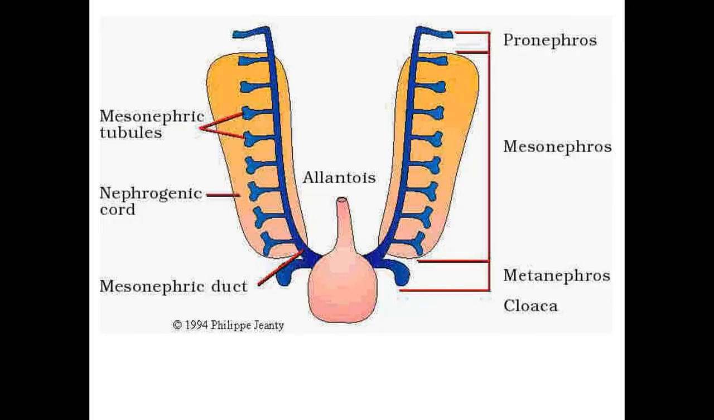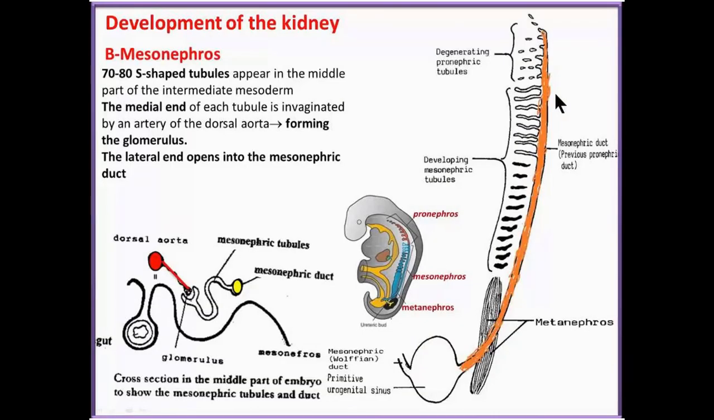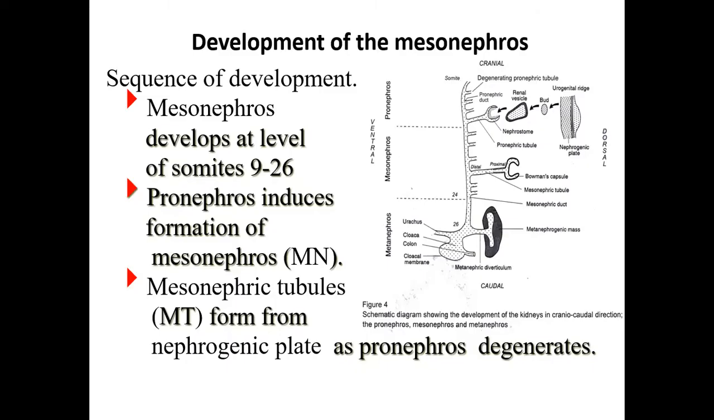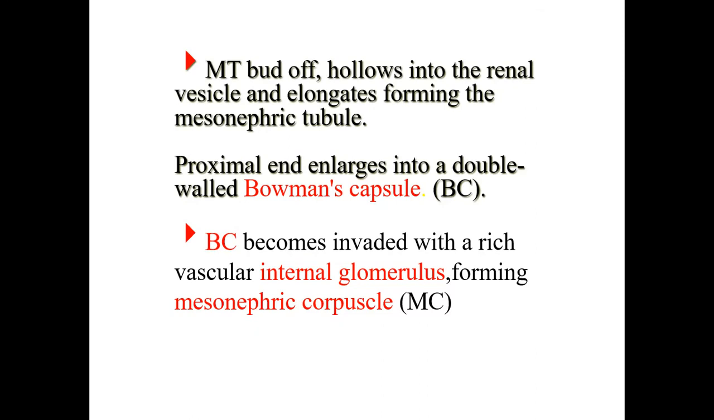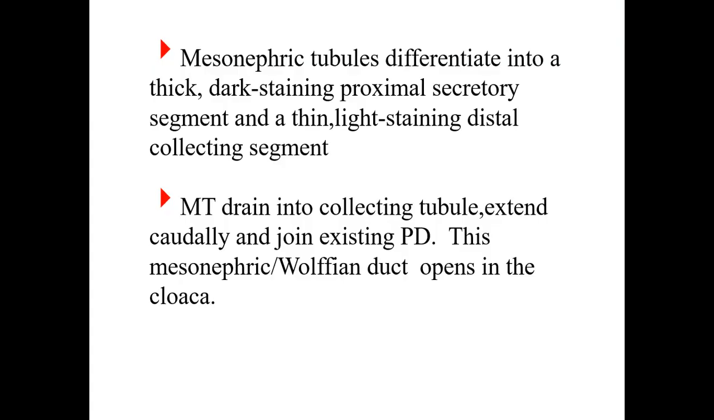We have also studied the mesonephric system and how it develops: the S-shaped mesonephric tubules form, with the Bowman's capsule, and open into the mesonephric duct. The mesonephric duct then opens into the cloaca of the fetus, into the allantois part of the cloaca, which will further develop into the urinary bladder. In this diagram we have recalled all these things, the Bowman's capsule and mesonephric corpuscle. Inshallah, we will study the metanephros in detail in the next lecture.